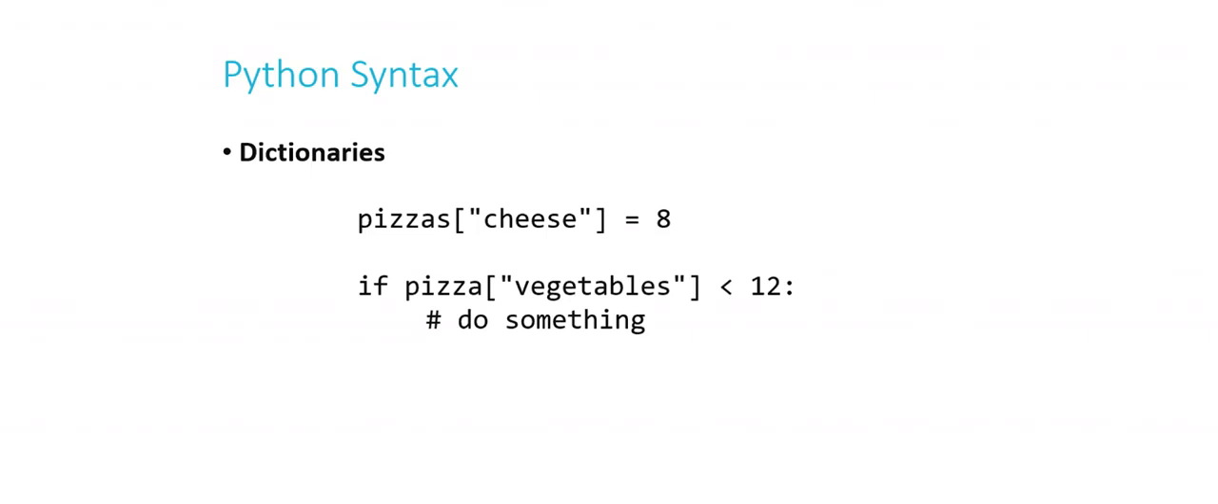I could use the different keys in my dictionary in Boolean expressions like this. If pizza, square bracket, vegetables is less than 12, I could do something. I can also add new key value pairs to the dictionary without having to do anything crazy. Pizzas bacon, that key didn't exist before, equals 14. Now we have a dictionary that has 5 different key value pairs in it. Again, pretty straightforward to do.